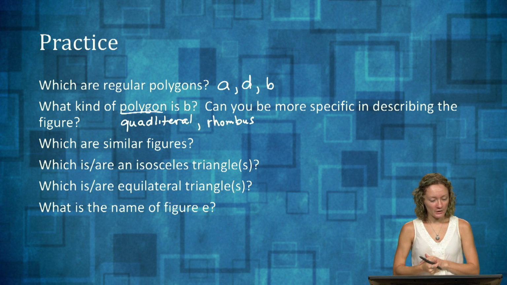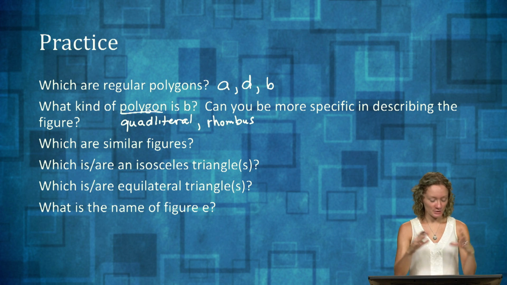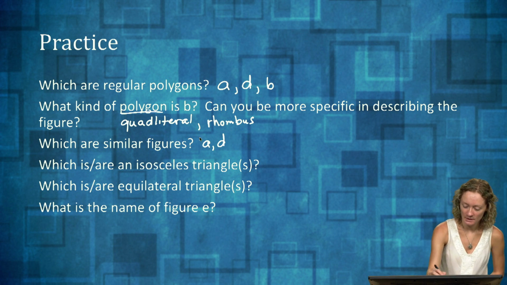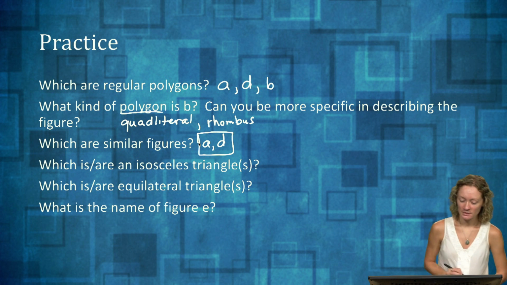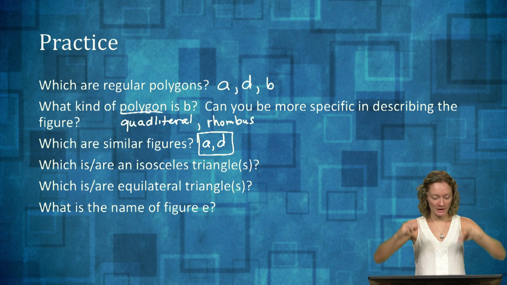Okay? The third one, which are similar figures. Similar figures, a zoomed in, zoomed out version. So the angles are the same, but the side lengths are proportional. The only place we have that is A and D. And you would have to have said both of them, because we have 3, 3, 3, and then 5, 5, 5. It's just zoomed in and zoomed out.